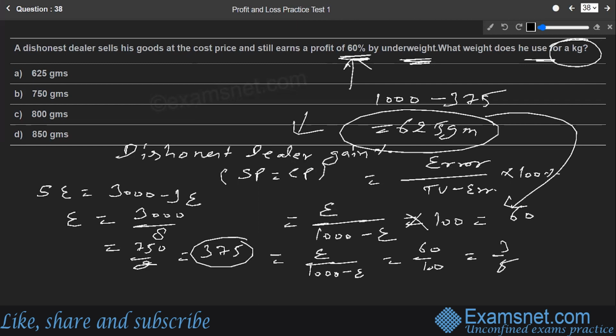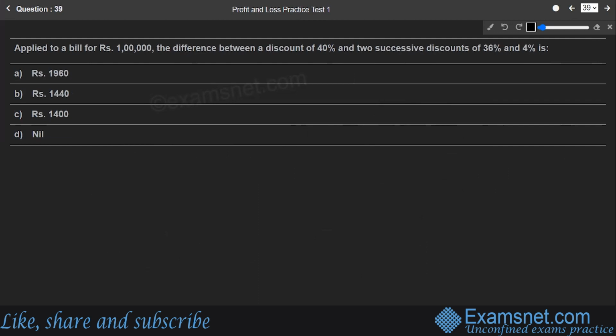So the right answer is 625 grams. Now, applied to a bill of rupees 1 lakh, the difference between a discount of 40% and two successive discounts of 36% and 4% is. Okay, we know the successive discount formula.